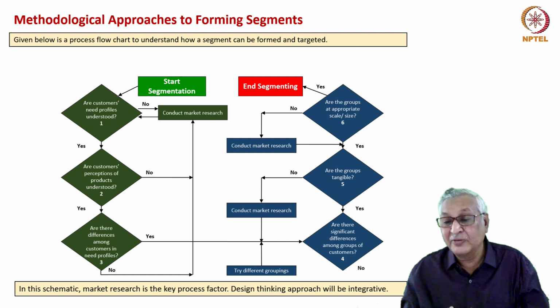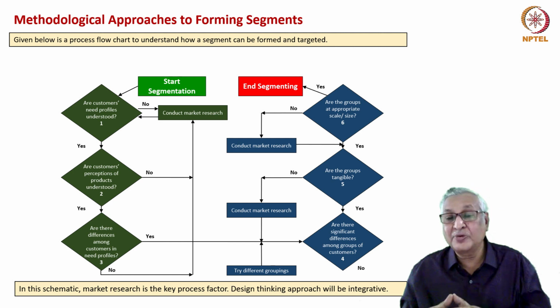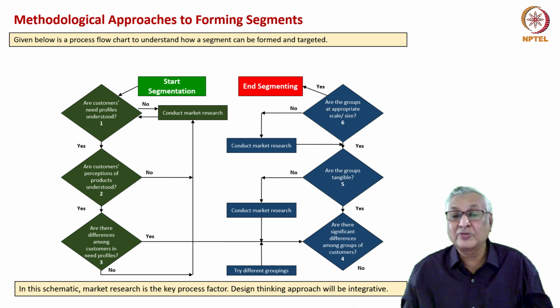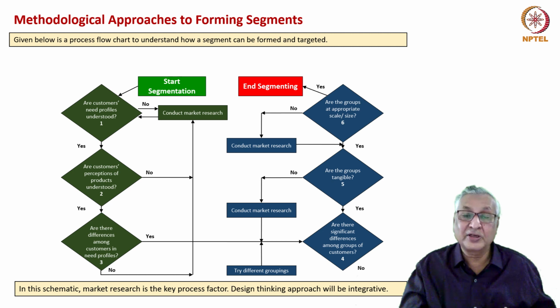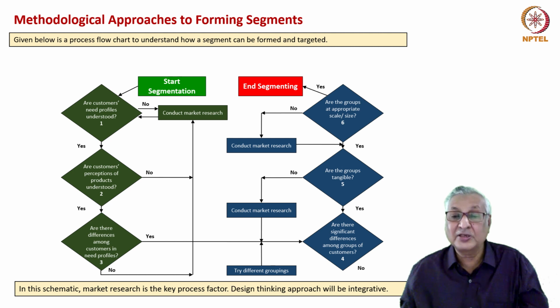Then are there significant differences among groups of customers? That is, an independent income earning housewife versus a pure homemaker. Someone who lives in a particular type of ecosystem versus somebody who lives in another type of ecosystem. If there are no, then that's fine. But if there are yes, then you have to have your question as the tangibility of these different kinds of questions and conduct again market research.